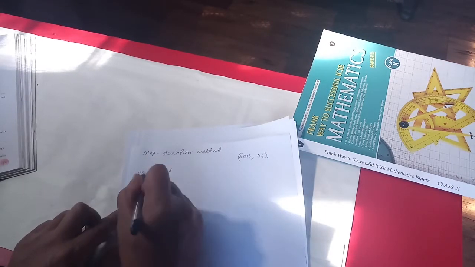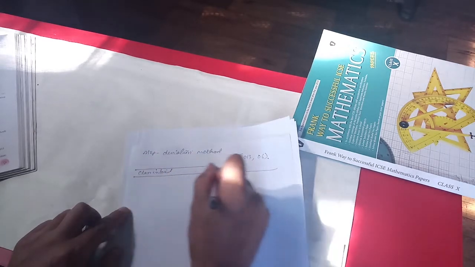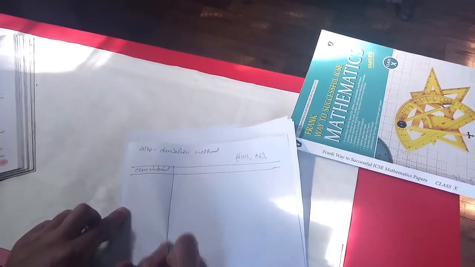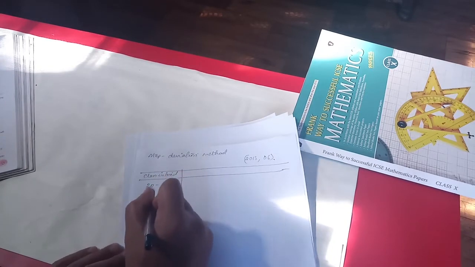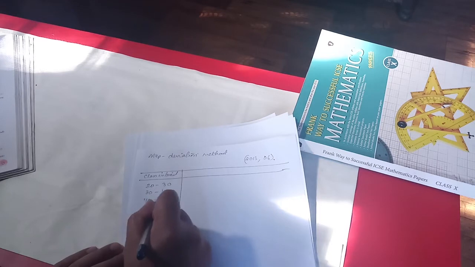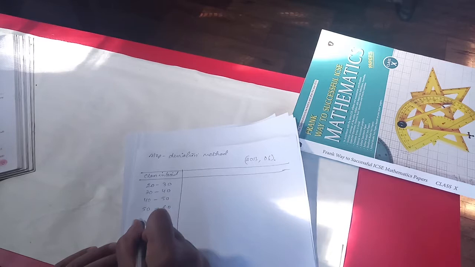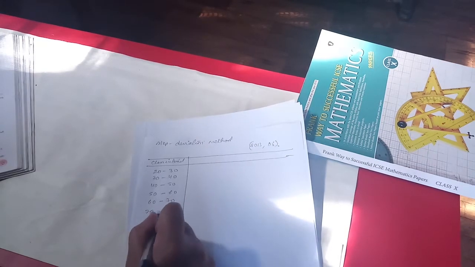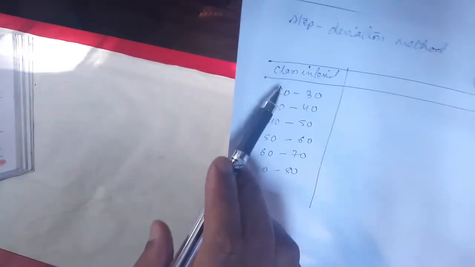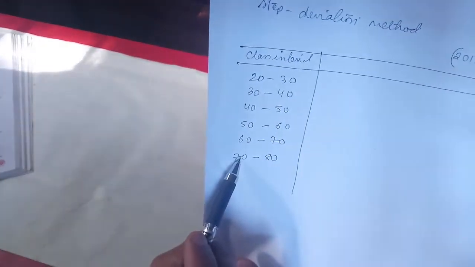So let us write down the class interval in the tabular form. I am writing this directly. It is given 20 to 30 is the first class interval, 30 to 40, then you have got 40 to 50, 50 to 60, 60 to 70, then you have got 70 to 80. So there are altogether how many class intervals? 1, 2, 3, 4, 5, 6.